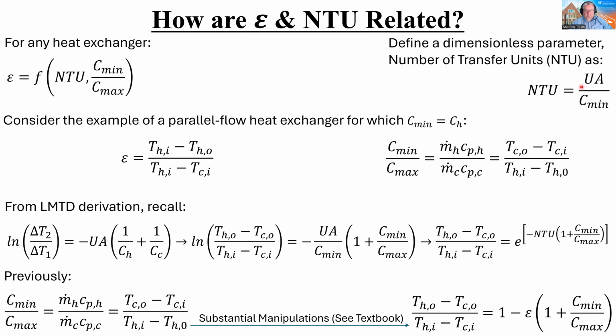This is the internal, not resistance, but 1 over resistance. So the conductance, there we go. Internal conductance of the heat exchanger times the available area inside the heat exchanger, and then just divided by whatever the thermal capacity is of the stream that has the lower thermal capacity. So that's the definition of number of transfer units. It's basically just U times A for the heat exchanger.